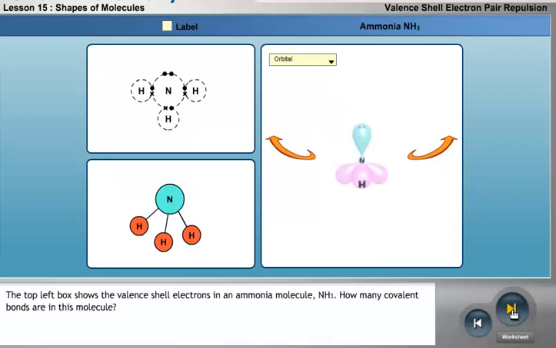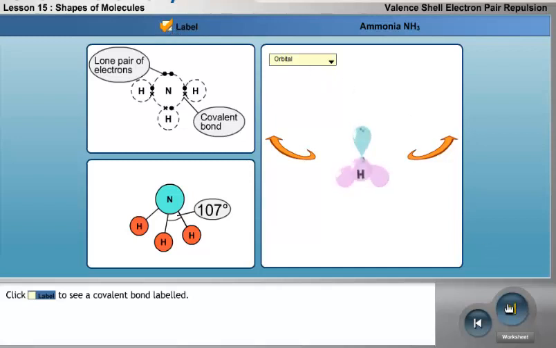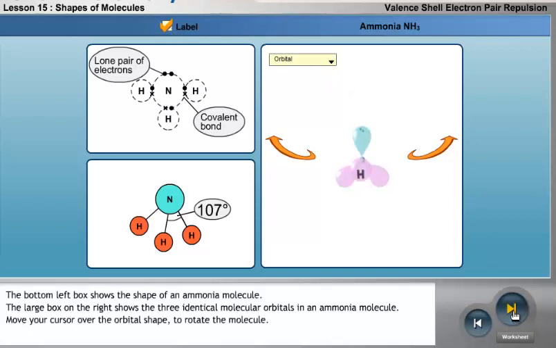The top left box shows the valence shell electrons in an ammonia molecule, NH3. How many covalent bonds are in this molecule? Answer: 3. Click Labels to see a covalent bond labeled. The bottom left box shows the shape of an ammonia molecule. The large box on the right shows the 3 identical molecular orbitals in an ammonia molecule. Move your cursor over the orbital shape to rotate the molecule.